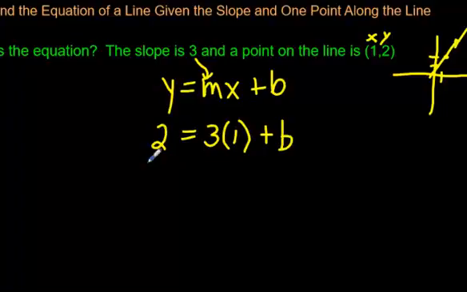Okay, let's keep going. So 2 is equal to, well, what's 3 times 1? You're right, it's 3. That was nice and easy. And then I've written everything else down. How do we get b all by itself? That's right, you get rid of this 3. How do you get rid of the 3? Well, the opposite of a positive 3 is a negative 3.